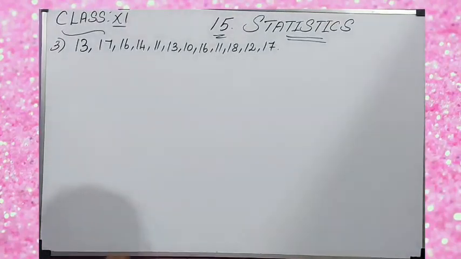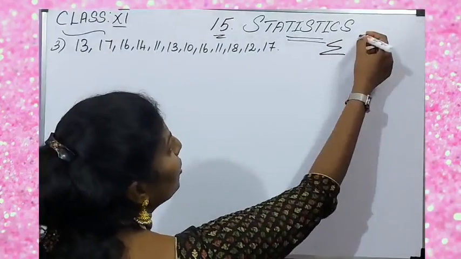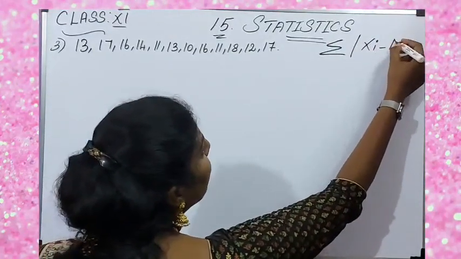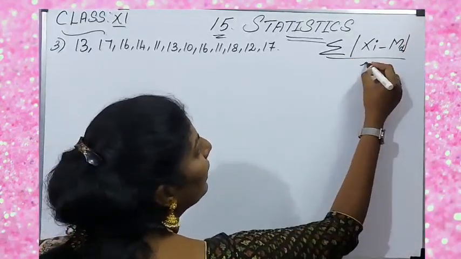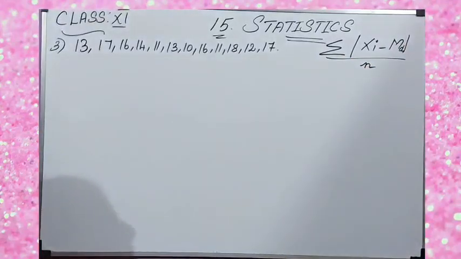So here we can use the formula: summation of |xi minus M|, where M is the median, divided by the number of terms. This formula only we are going to use.